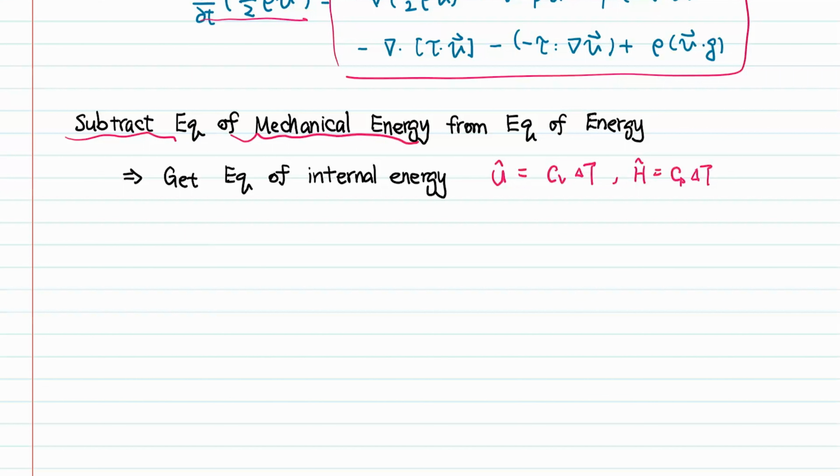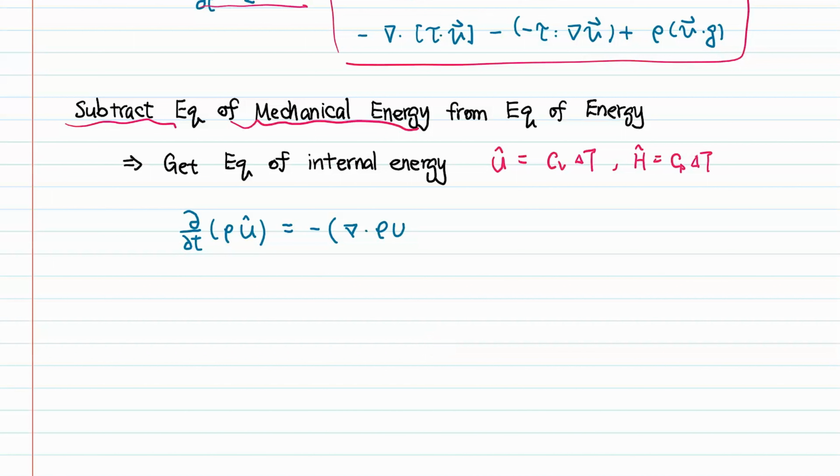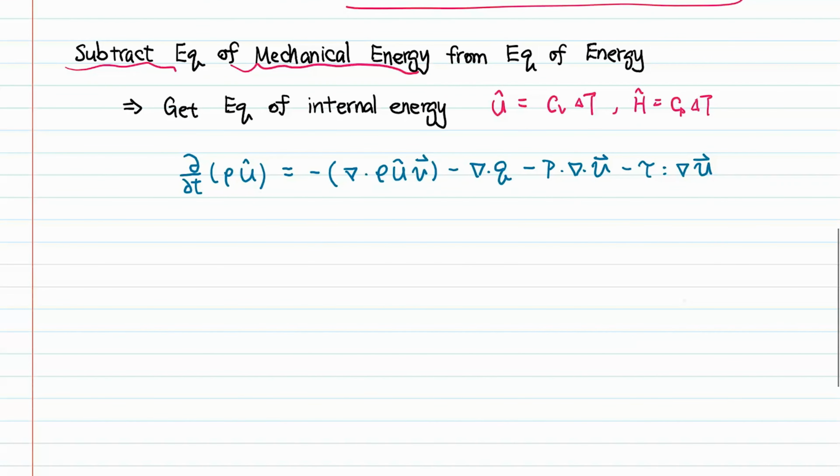Okay, so if we do that, we now have the equation of internal energy that only has the internal energy term on the left hand side, which equals negative gradient rho u times v, this is a vector, minus gradient of the conduction, minus p times gradient of v, minus the dot product of the stress tensor with the gradient of the velocity. Okay, so we can look at each term by term here.